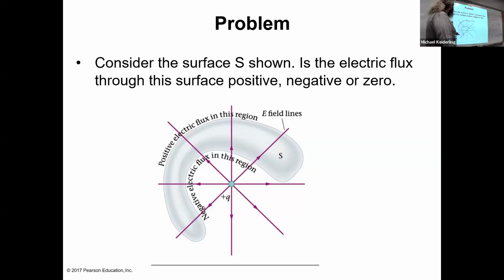Okay, so we have this surface S. This is a weird surface S. It has electric field lines passing through it from this charge. Positive flux on this side, negative flux on that side. Because when the lines are going in, it's negative. When they're going out, it's positive. What do you think the total flux through the whole surface is? Do you think it's positive, negative, or zero?